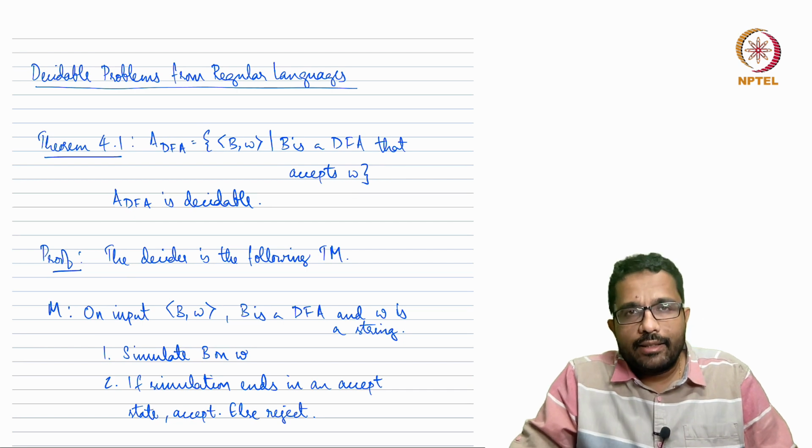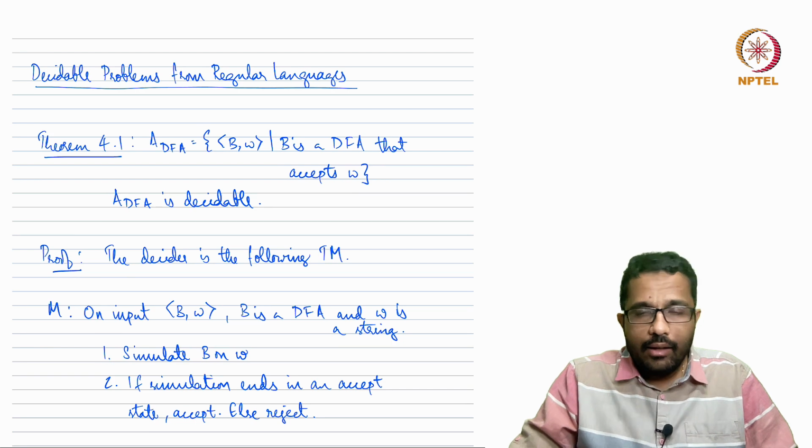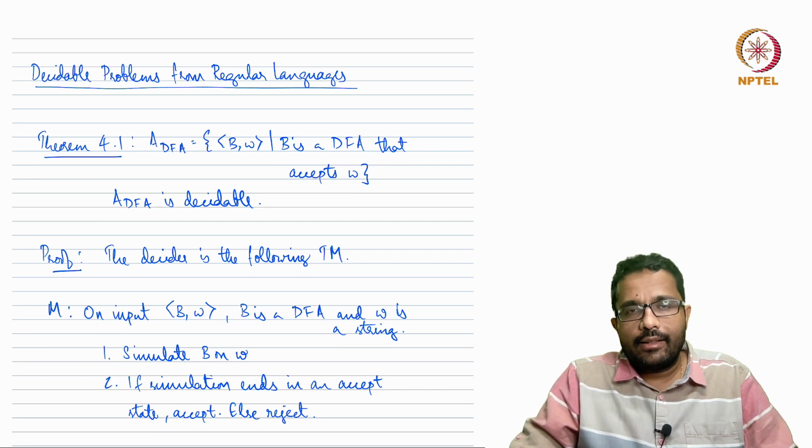Hello and welcome to lecture number 33 of the course Theory of Computation. This is the beginning of week 7 and also we are going to start chapter 4 of the Sipser book.